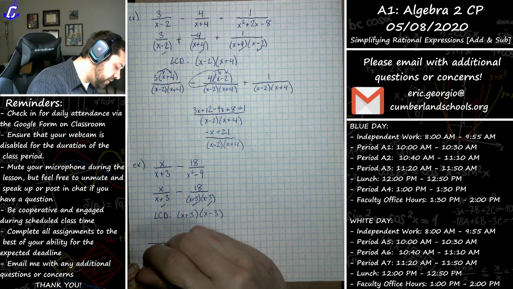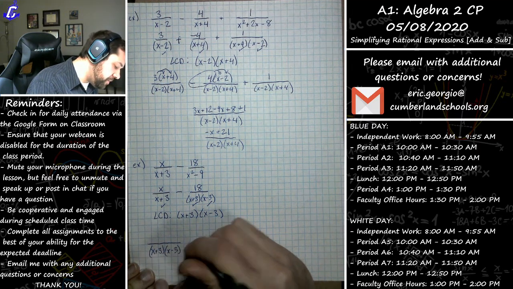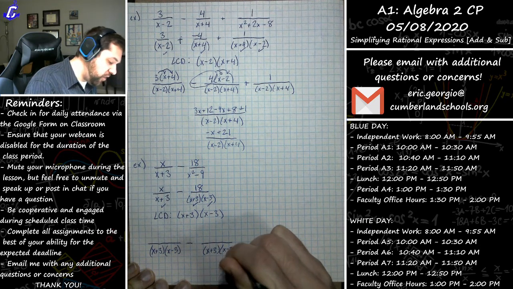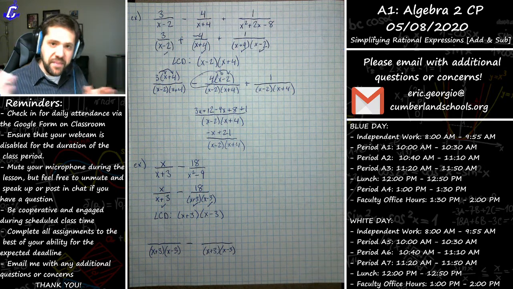We have x plus 3. We have x minus 3 here. Same thing over here. We have x plus 3 and x minus 3. That's what I'd like to get to. That's my goal. That's what I'm aiming for.